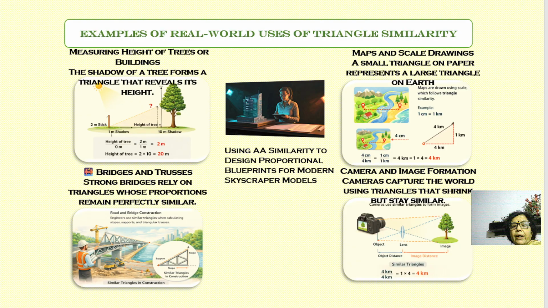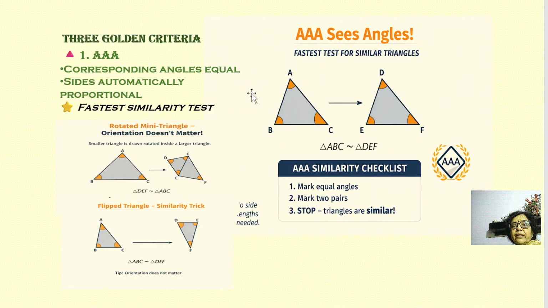Initially, let us try to understand the three criteria which allow us to categorize two triangles as similar triangles. The first criteria, the golden criteria, is the AAA criteria. What does this mean? It means that if in any two triangles the three angles of one triangle are equal to the three angles of the other triangle, then the two triangles become similar.